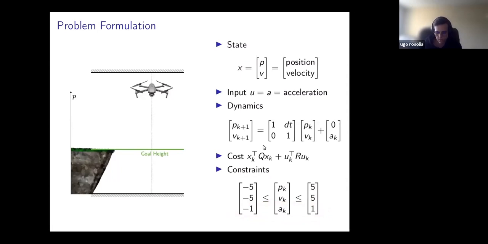So I would like to stop for a second to see if there are any questions about the notation and the problem that we are trying to solve.